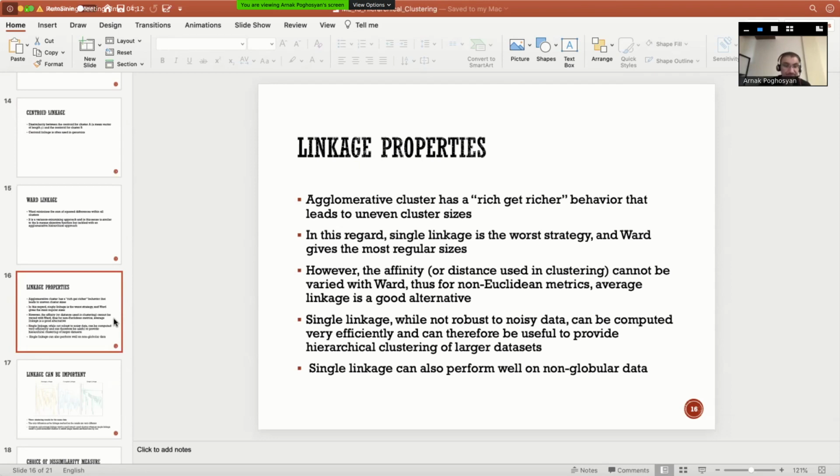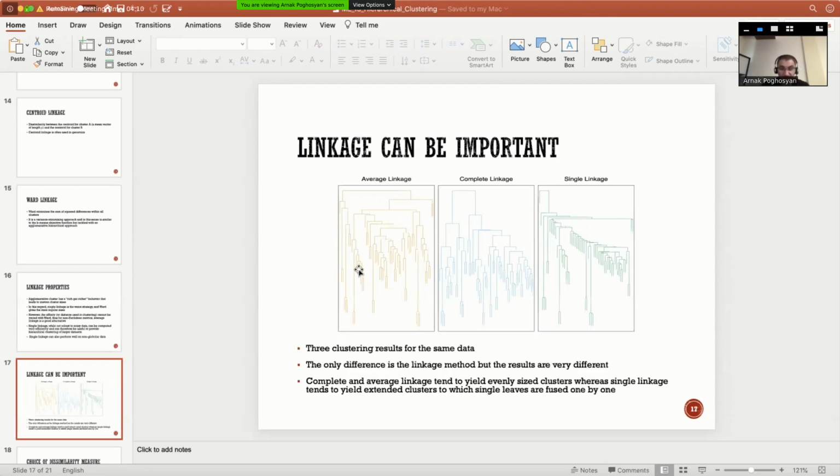This is also interesting. Now you see here the same number of points, the same kind of observations, with different linkages. I showed this last time. Let's again go through it. So you have average linkage, then you have complete linkage, and you have single linkage.